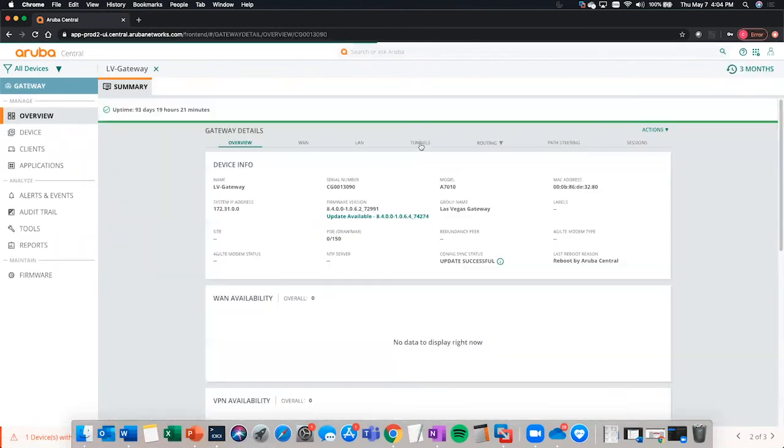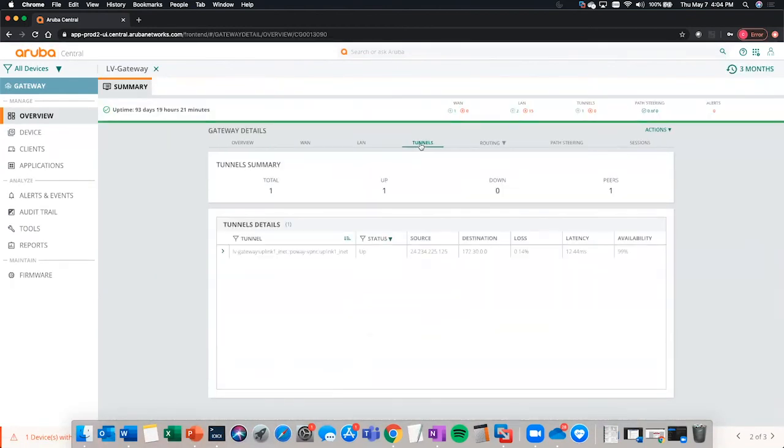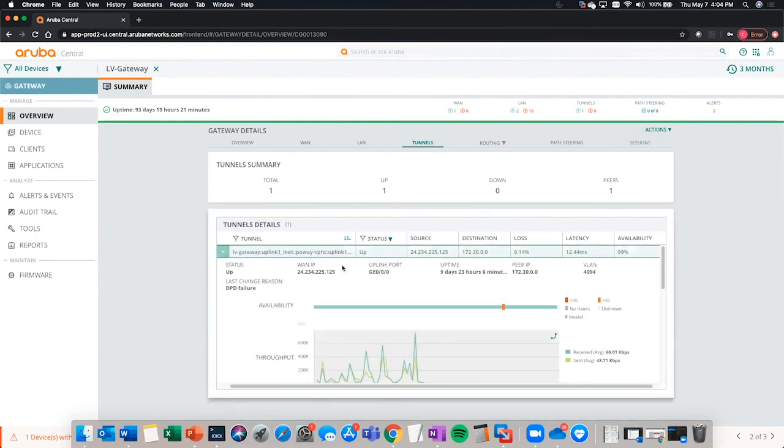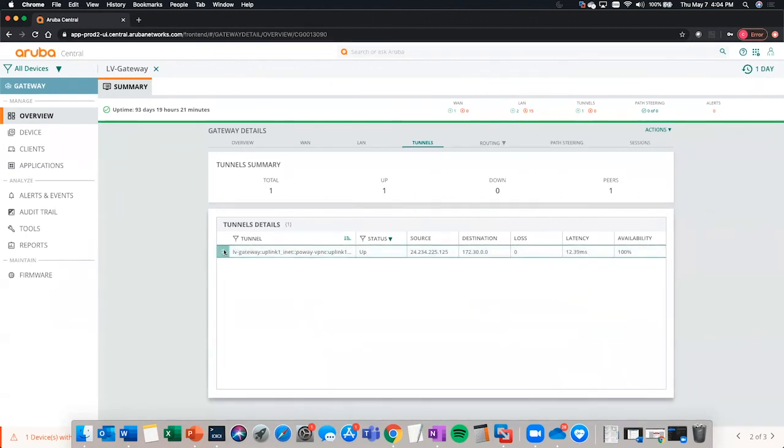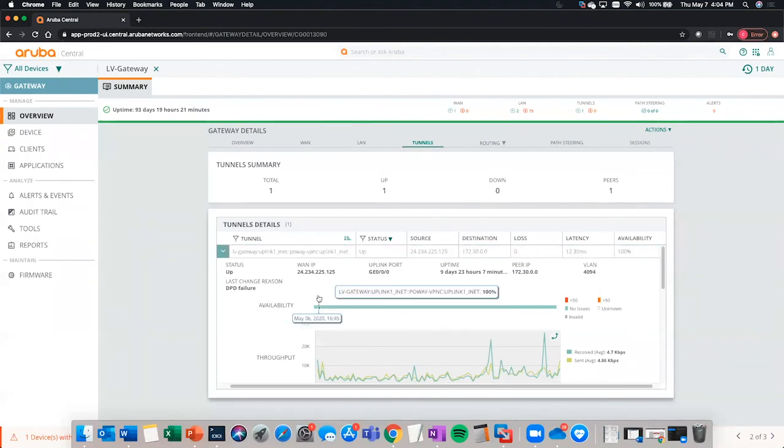Sorry, I'm just going back. So then we are able to look at our tunnels. So these tunnels are what's actually coming up and creating the site-to-site connections. So we're able to quickly, easily see what's going on here, the amount of traffic that's going across it. I'm gonna take this back down to a 1-day session, just so it's a little bit easier to see what's going on in a single day.